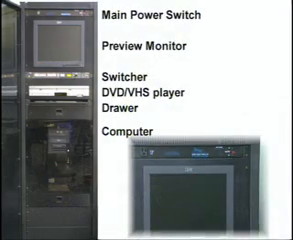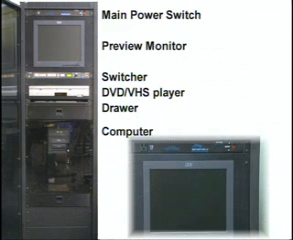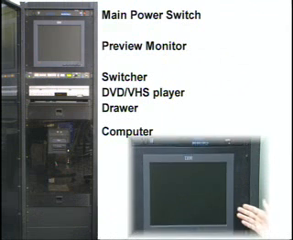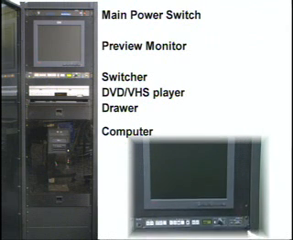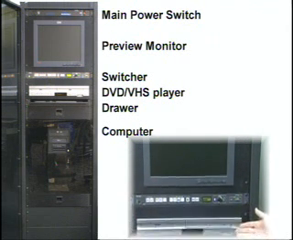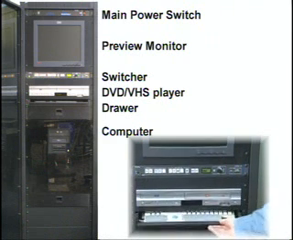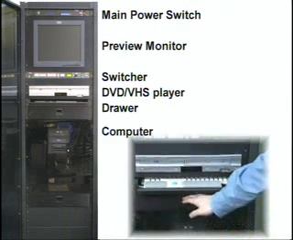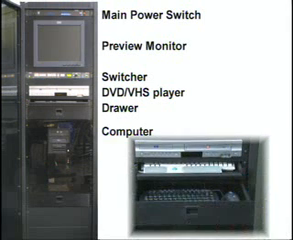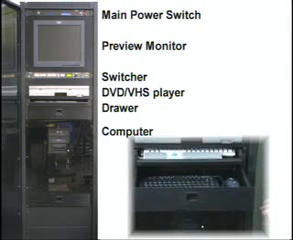So when the cabinet is opened, you can see that there's several components here. The first component is this master power switch. You then have a preview monitor, you have a switcher, and you have a DVD VCR player, you have a keyboard, and a tray that contains the remote mouse and keyboard. And then the last thing on the bottom is a computer.